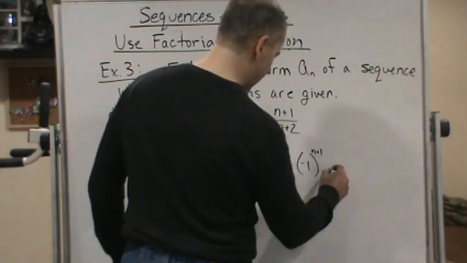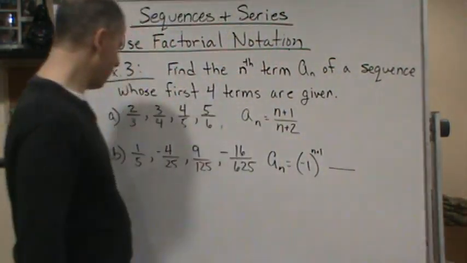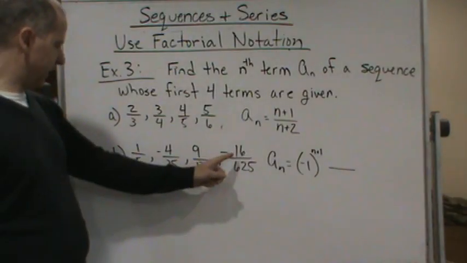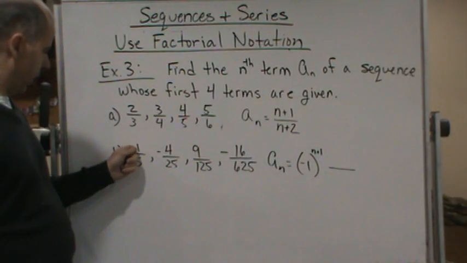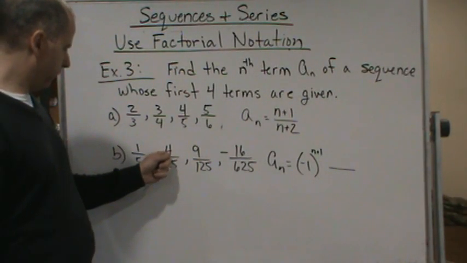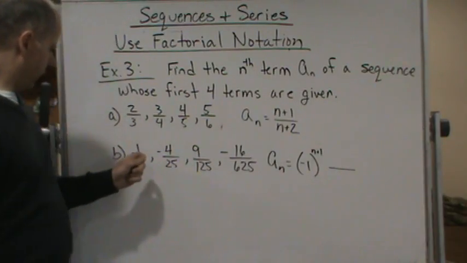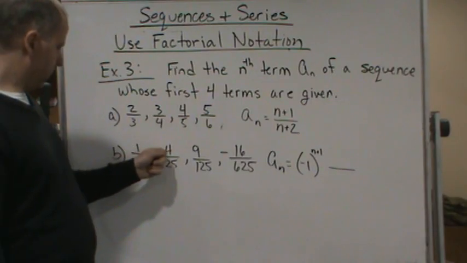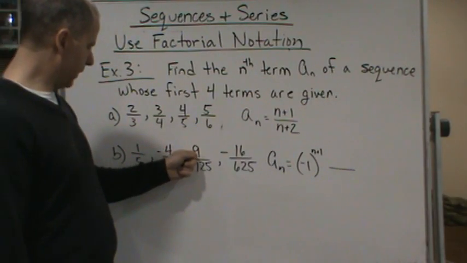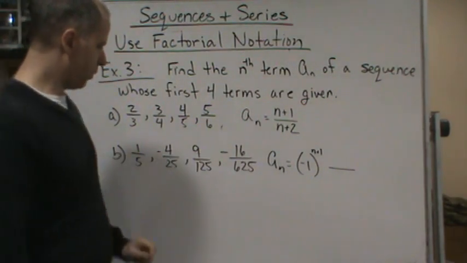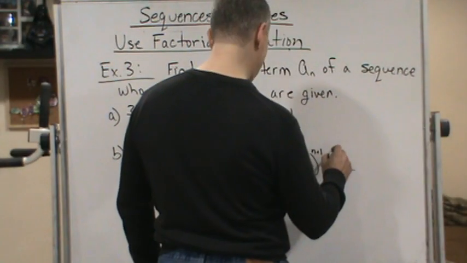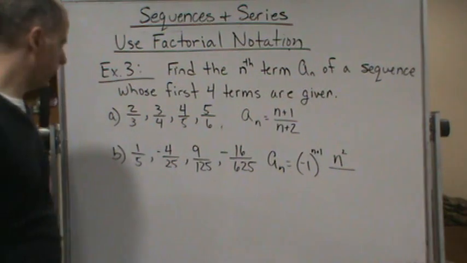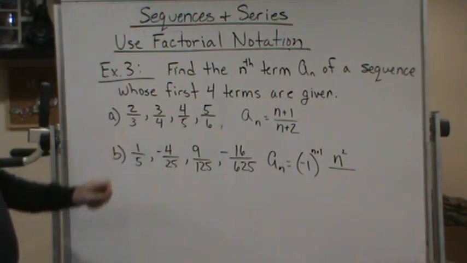Now, I have the numerator and denominator to deal with. So what's going on here? So forget about the negative sign, but what's going on here? We have 1, and then we have 4, and then 9. So this would be 1 squared, 2 squared, 3 squared, 4 squared. So this is going to be what? It's going to be n squared. So that takes care of the numerator.